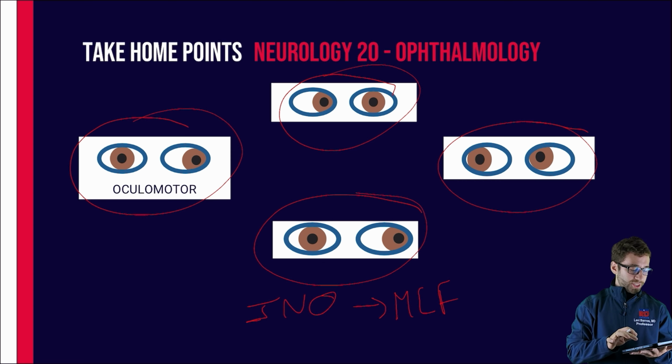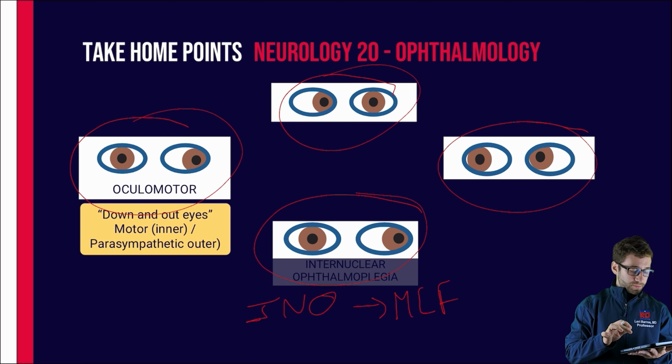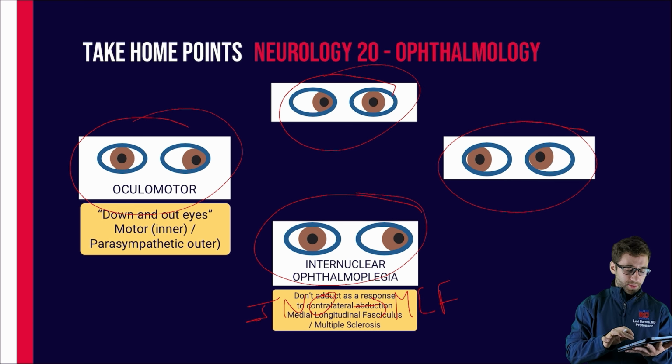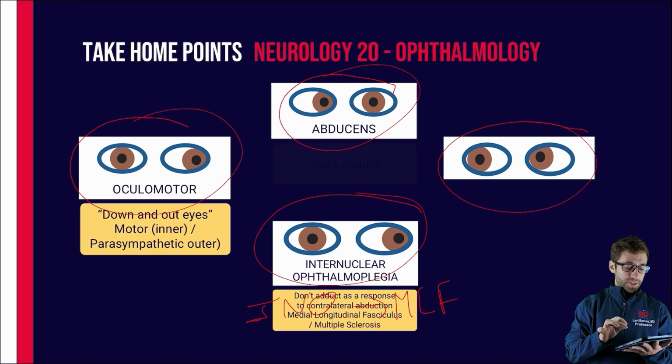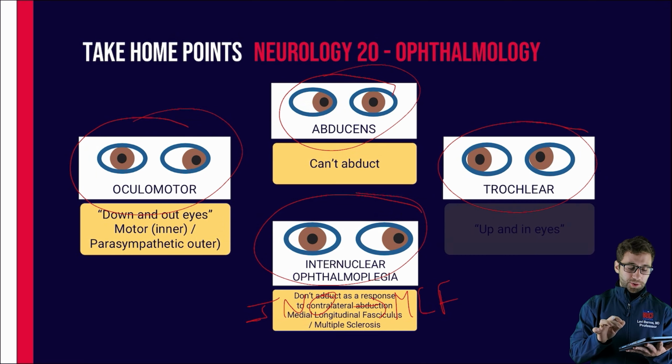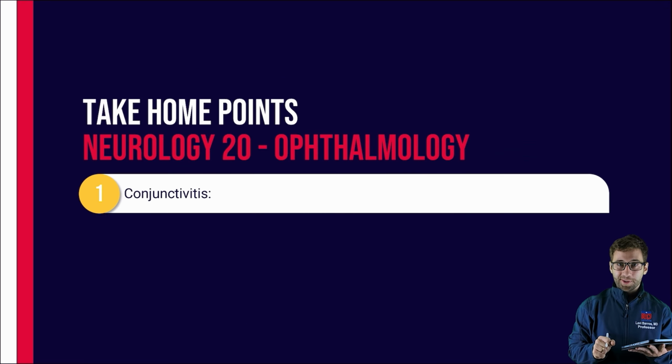Now let's just refresh oculomotor, internuclear ophthalmoplegia, abducens, and the trochlear. Fine.